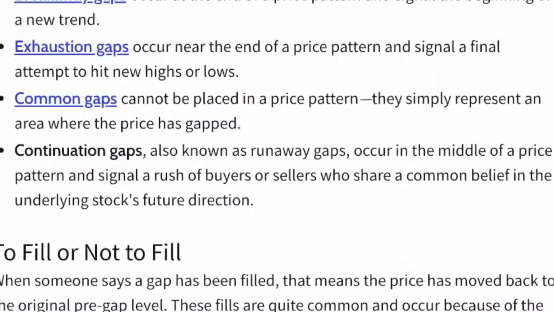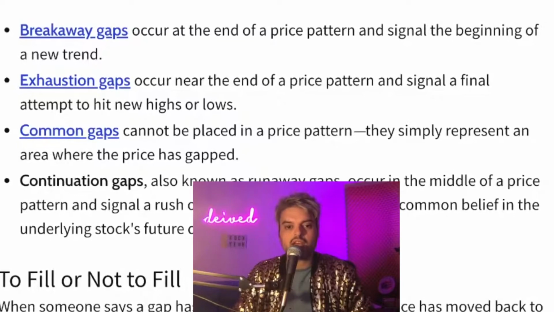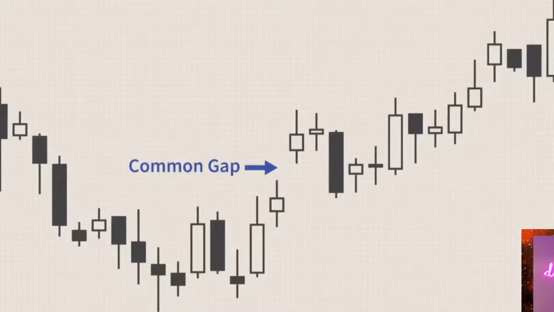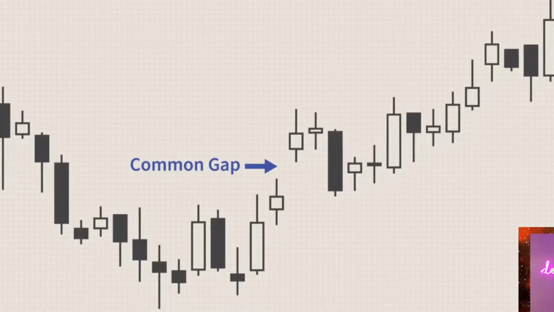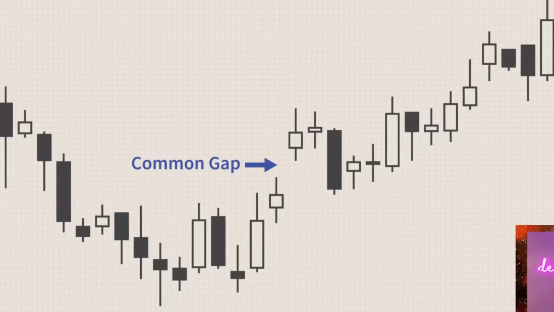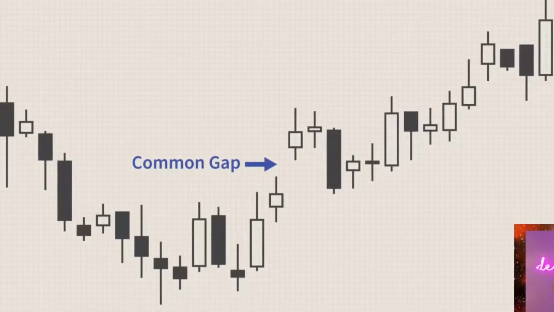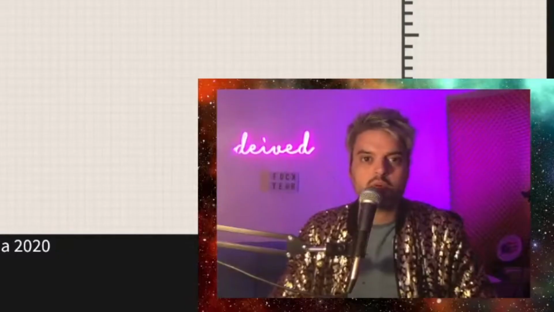Moving to the common gaps, they cannot be placed in a price pattern. They simply represent an area where the price has gapped. This is the common one. You can see that it did continue with the upside, but it took down the price with a bearish candle. So it went down with a bearish candle, closed the gap, and continued with the upside and the momentum.